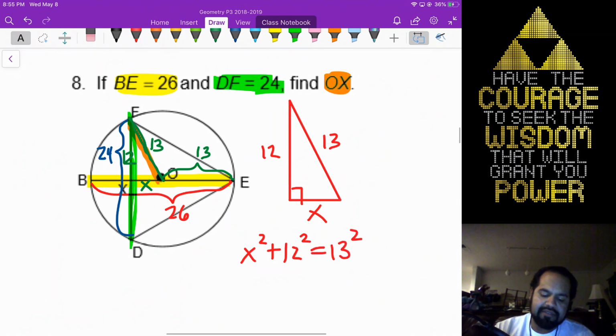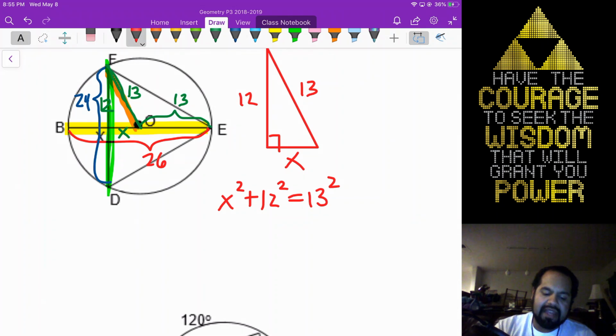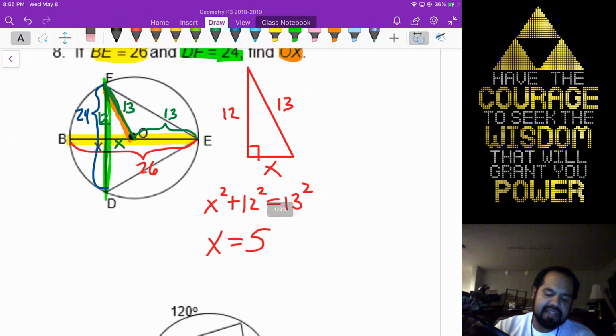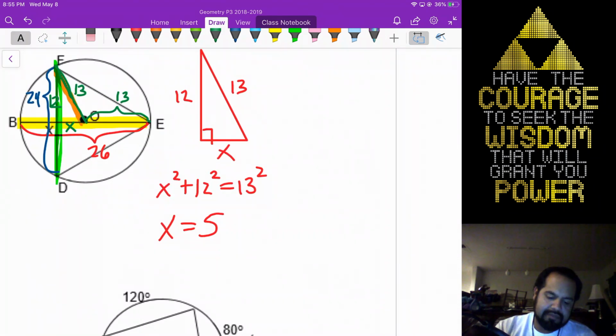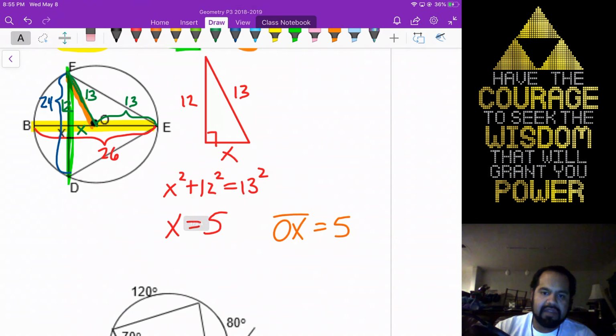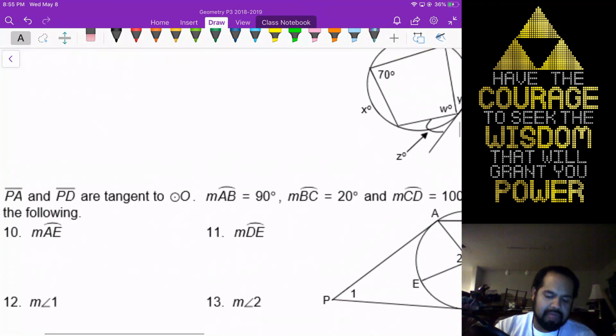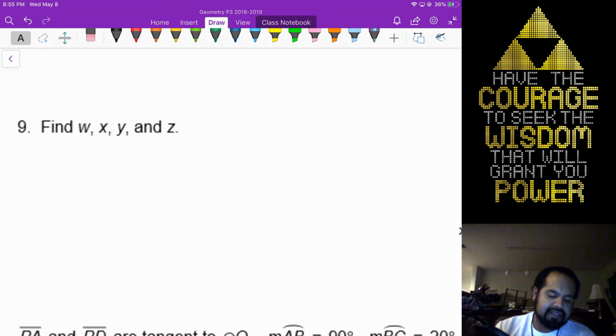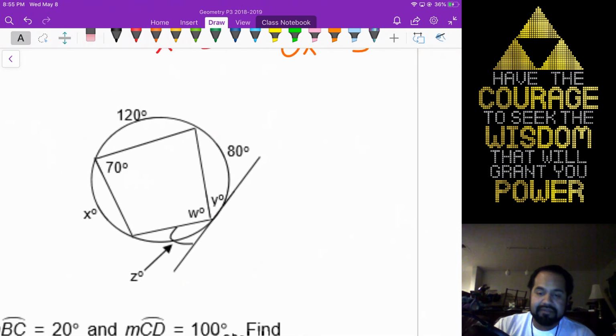This is a Pythagorean triple. If you don't recognize it, it's okay, but x equals 5. Okay, so then that is for OX. All right. Next one right here, finding all four of these angles.